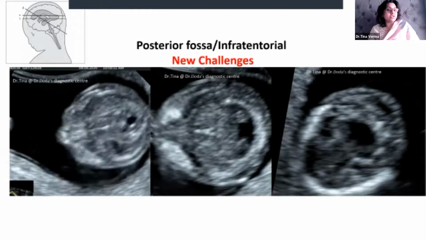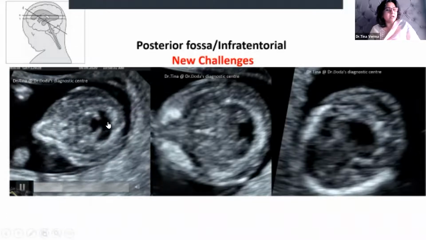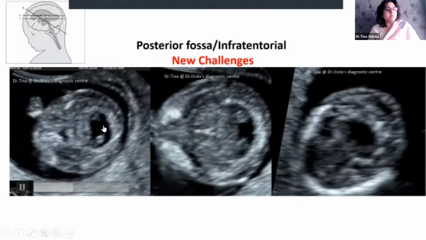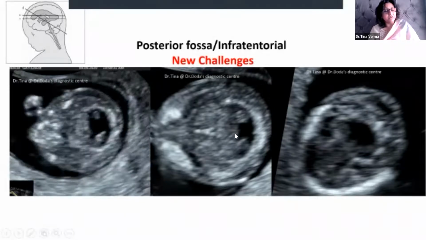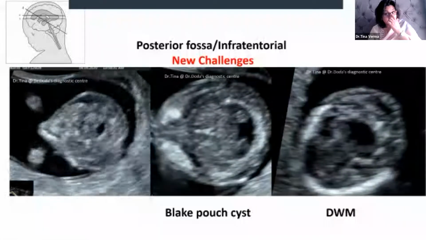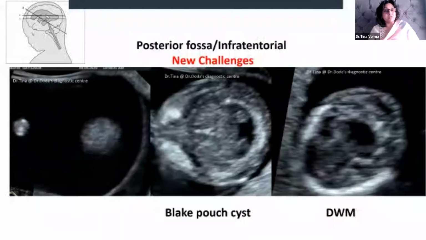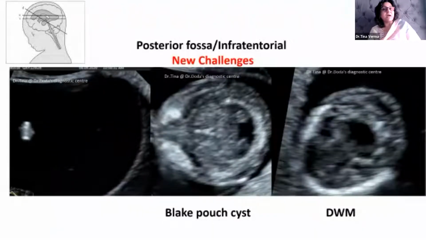This again has been extrapolated into the first trimester, and here I see that there is some posterior fossa abnormality. The posterior fossa is bigger, anechoic, then we do the scan further, and we find that in the 16th week this is a Blake's pouch cyst, and this was another image showing a Dandy-Walker malformation. So an instant diagnosis should not be made in the first trimester about the posterior fossa. All the abnormalities should be followed up till 16 or 17 weeks at least to see how the cerebellum and the vermis are developed.